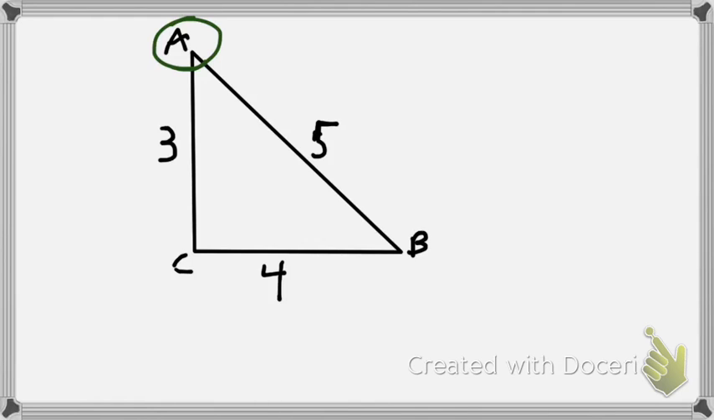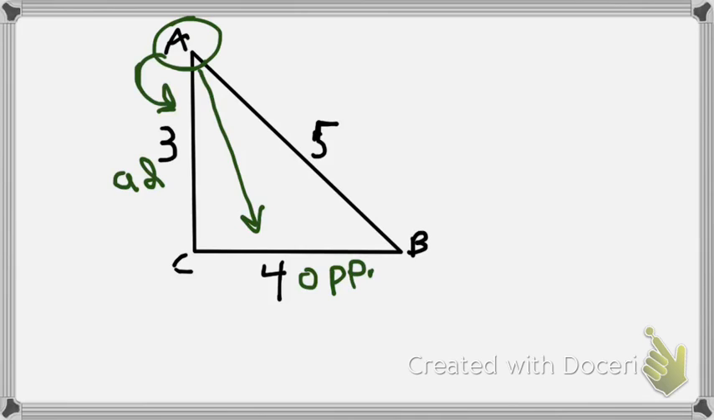So we're going to start off by looking at this from A's perspective. From A's perspective, that 4 side, CB, is opposite, and the 3, the one right next to it, is adjacent. So that means that the sine of A, if we go back to the other page and look at SOHCAHTOA, is O over H.